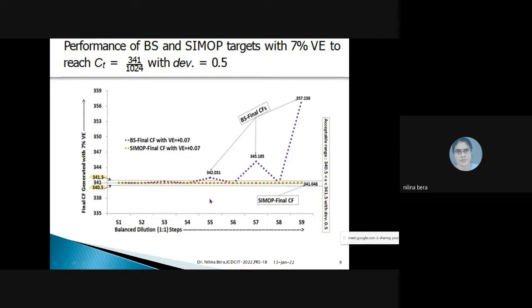But compared with CMOB, bit scanning is really way above the range. So with bit scanning, the final CF is becoming 357.238. So that is really problematic.